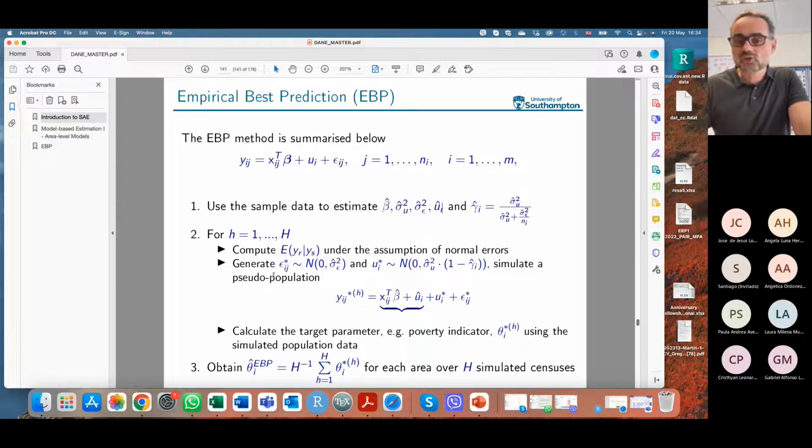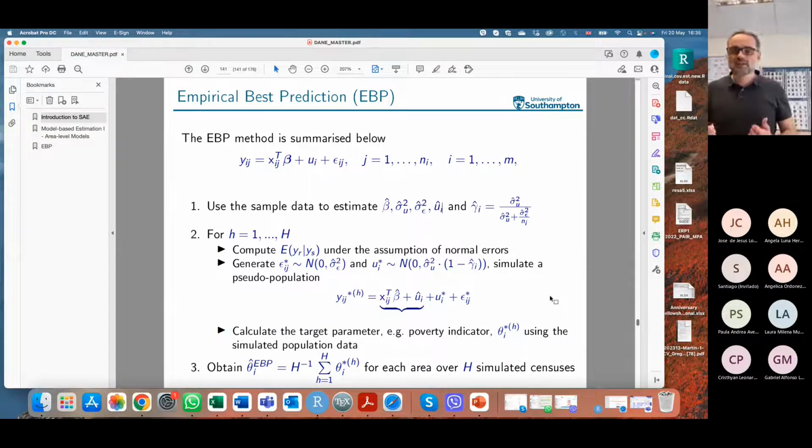You say that I'm going to generate unit level error terms, epsilon_ij star, from a normal distribution with mean 0 and variance sigma hat_e squared. And I'm going to generate random effects u_i from a normal distribution with mean 0 and variance sigma hat_u squared times 1 minus gamma_i hat. That comes directly from multivariate normal theory that tells you how this distribution will look like.